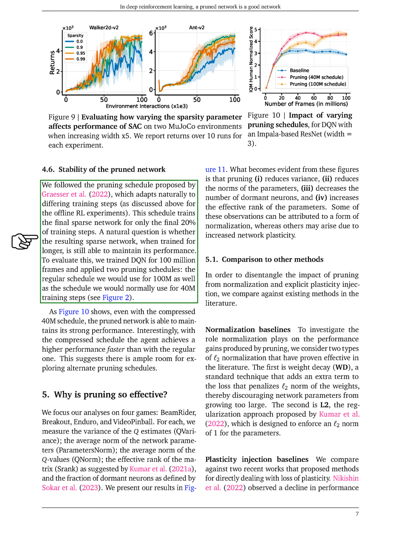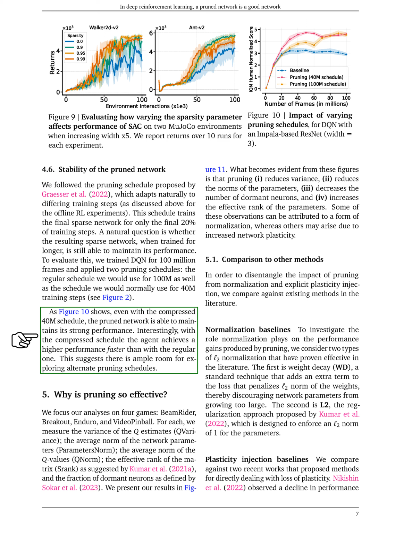A question that naturally arises is whether this sparsely trained network can still perform well if trained for a longer period. To answer this, we trained a deep Q network, DQN, for 100 million frames, applying both the regular pruning schedule for 100 million frames and a condensed schedule designed for 40 million training steps. Our findings, illustrated in the referenced figures, show that the network retains its strong performance even under the compressed schedule. In fact, it reaches higher performance more quickly than with the regular schedule, suggesting that exploring alternative pruning schedules could be beneficial. Why does pruning work so well?